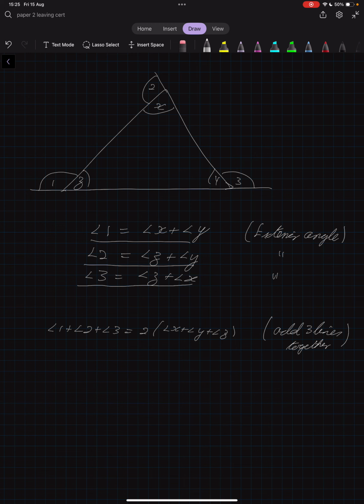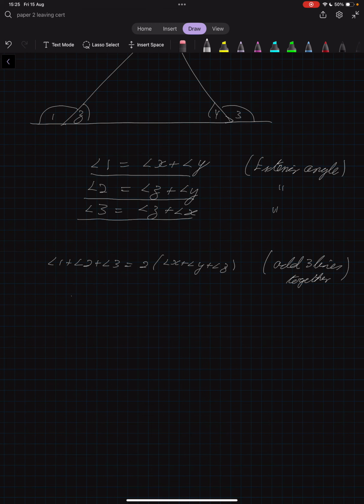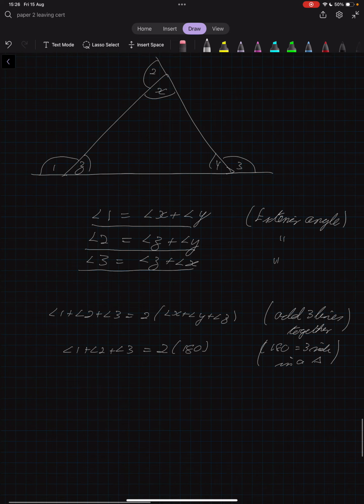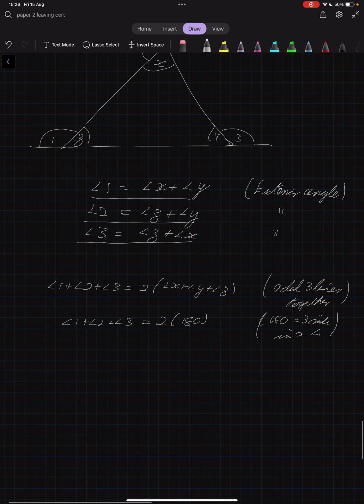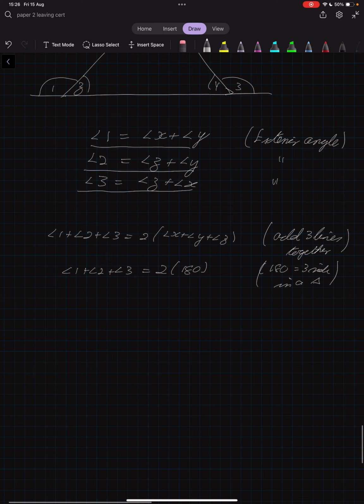Okay? Then you'd say this is equal to angle 1 plus angle 2 plus angle 3 equals 2 times 180. And you'd say 180 equals 3 sides in a triangle. Okay, so you're just saying that X plus Y plus Z has to be equal to 180 because it's just the 3 angles in a triangle. And then this is 360. And then you'd write at the end QED.